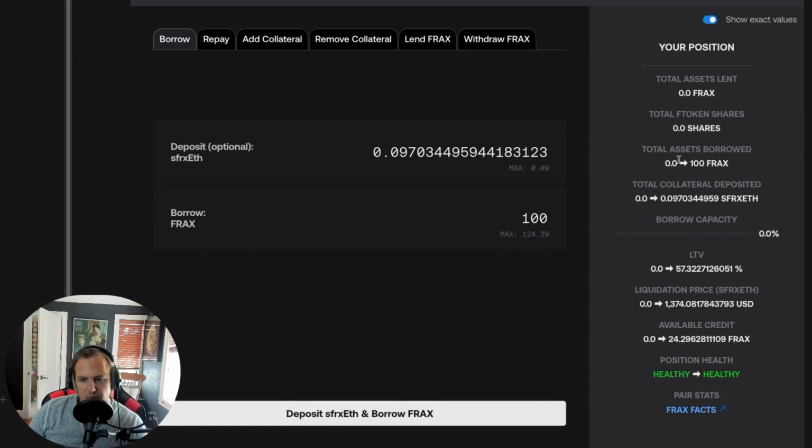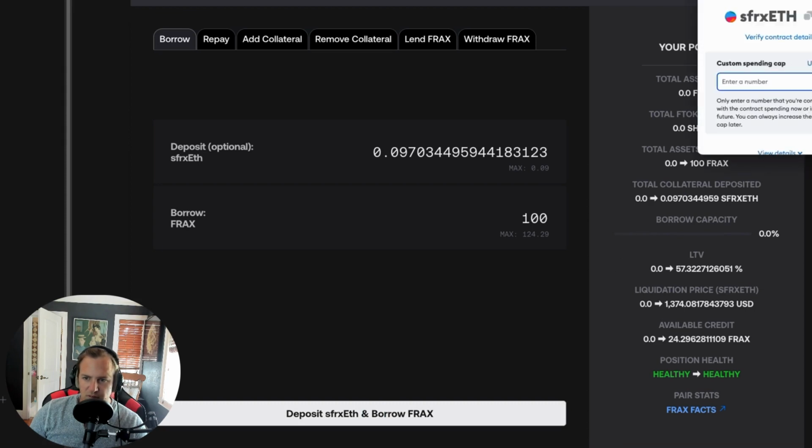So my total asset borrowed after this transaction is going to go to 100 Frax. My collateral deposit is going to be this 0.097. And my LTV is going to go from 0 to 57. Cool. And my liquidation price is going to be 1374. I will have $24 left of Frax after this transaction, which means that I could borrow another $24. So let's do that. Let's deposit the sfrxETH and borrow some Frax.